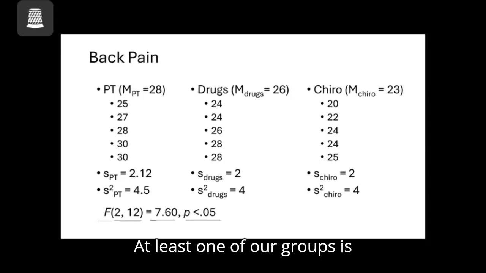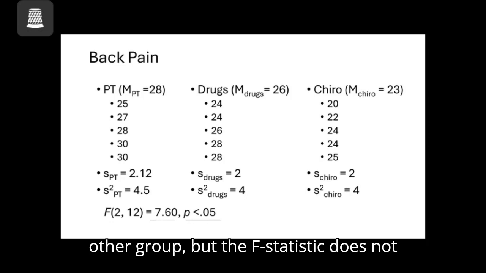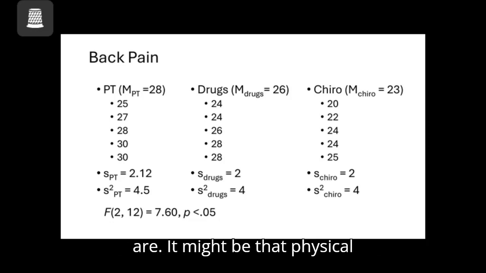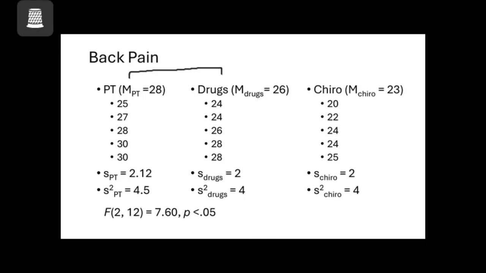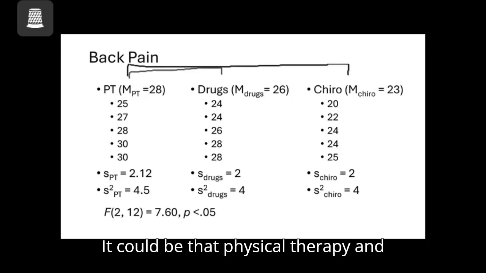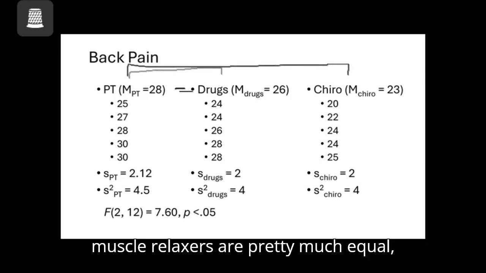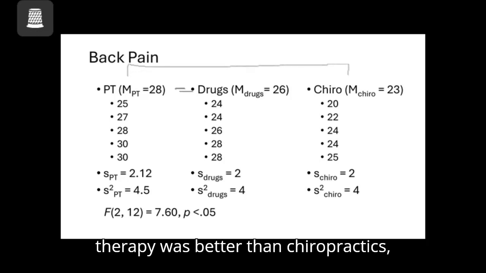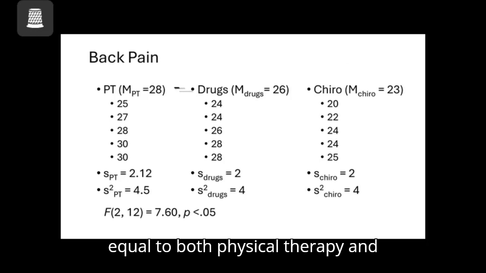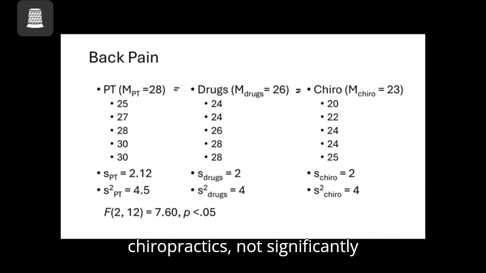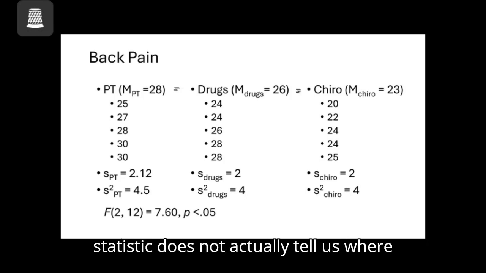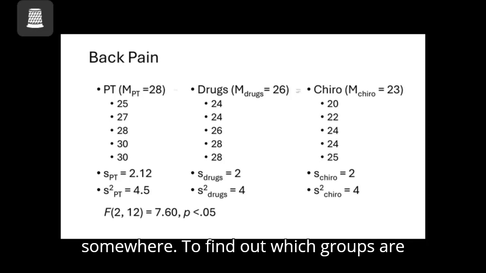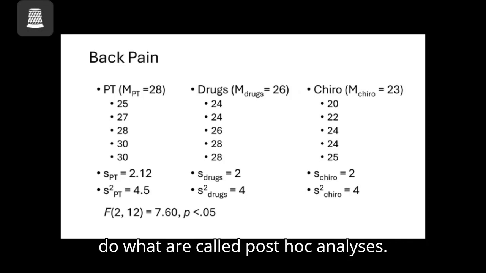At least one of our groups is significantly different from at least one other group. But the F statistic does not actually tell us where the differences are. It might be that physical therapy was significantly better than muscle relaxers and chiropractic adjustment. It could be that physical therapy and muscle relaxers are pretty much equal, but they are both better than chiropractics. It could be physical therapy was better than chiropractics, but that muscle relaxers were pretty much equal to both physical therapy and chiropractics. Not significantly different from the other two. The F statistic does not actually tell us where the differences are. All it tells us is that there is at least one difference somewhere. To find out which groups are different from one another, you have to do what are called post hoc analyses.